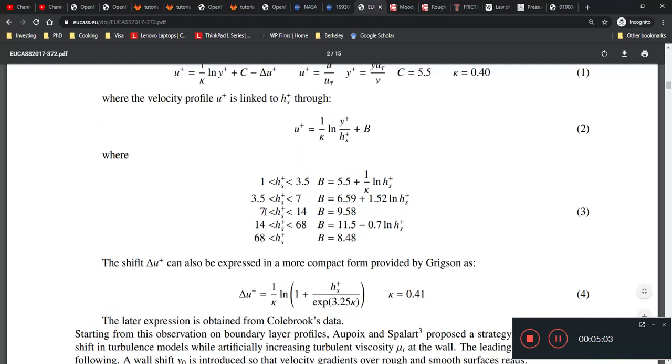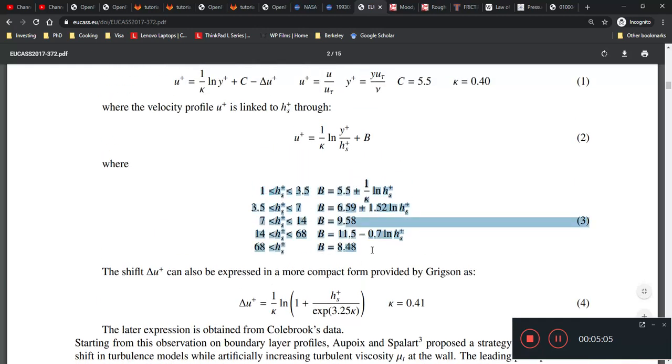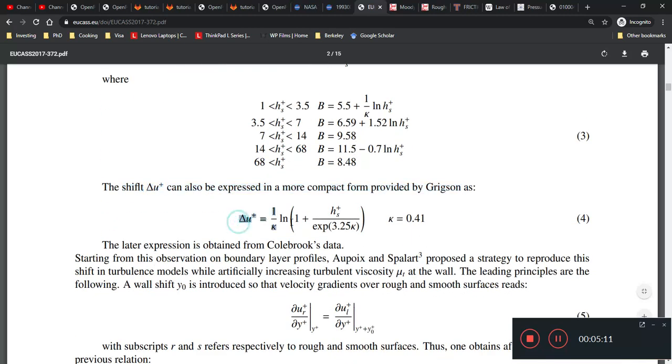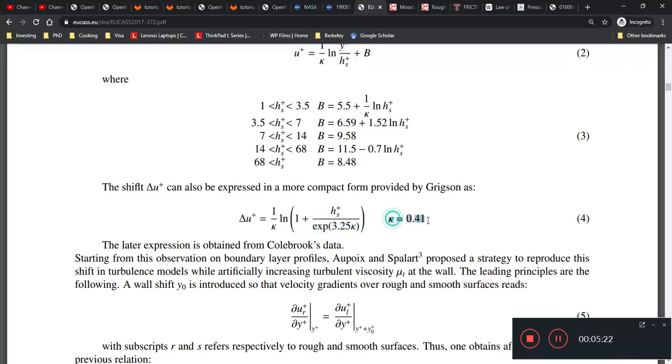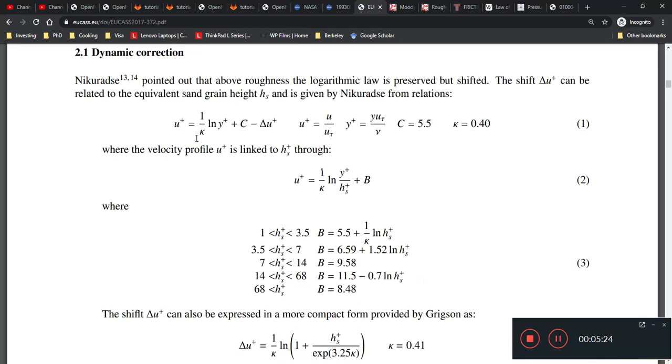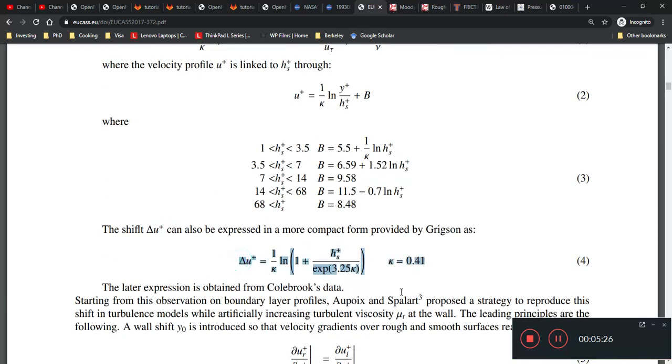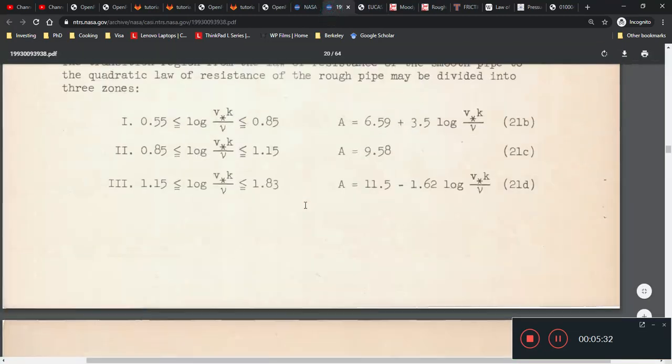Otherwise, we don't need to use these functions. We can use the compressed version, which is given by delta u equals 1 over kappa ln of 1 plus hs plus over exponential 3.25 kappa, where kappa equals 0.41. So this delta u plus is stated here, very easy for us to use. So how are we going to verify that?